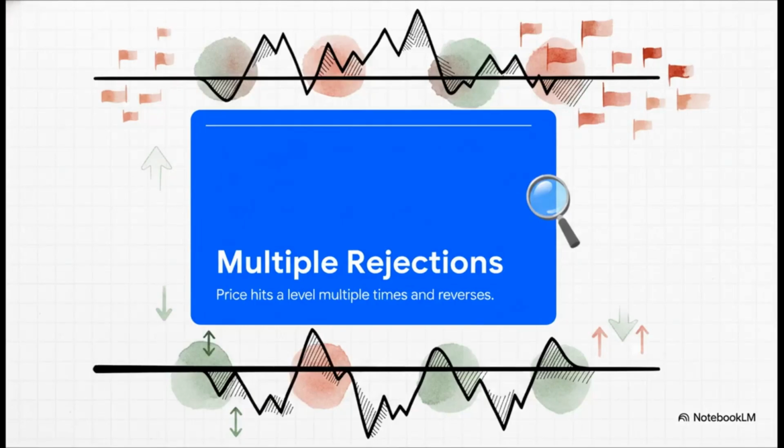Rule number 1 is multiple rejections. If the price drops to a specific level, say 3 separate times and reverses back up, boom, you've got a highly valid support level. Same exact thing for resistance. When price keeps hitting a ceiling and gets smacked back down, it's waving a massive red flag at you. It's telling you, hey, there is a huge concentration of institutional sellers actively defending this exact price.